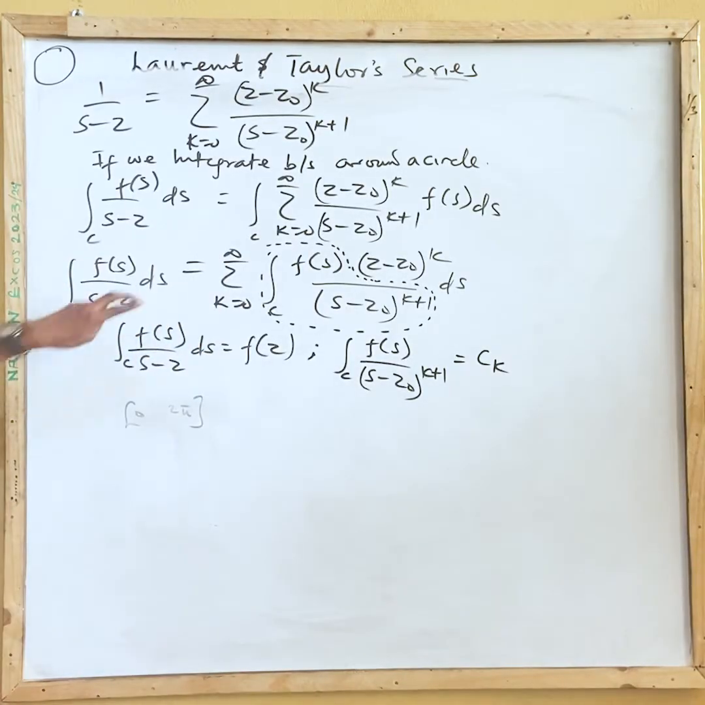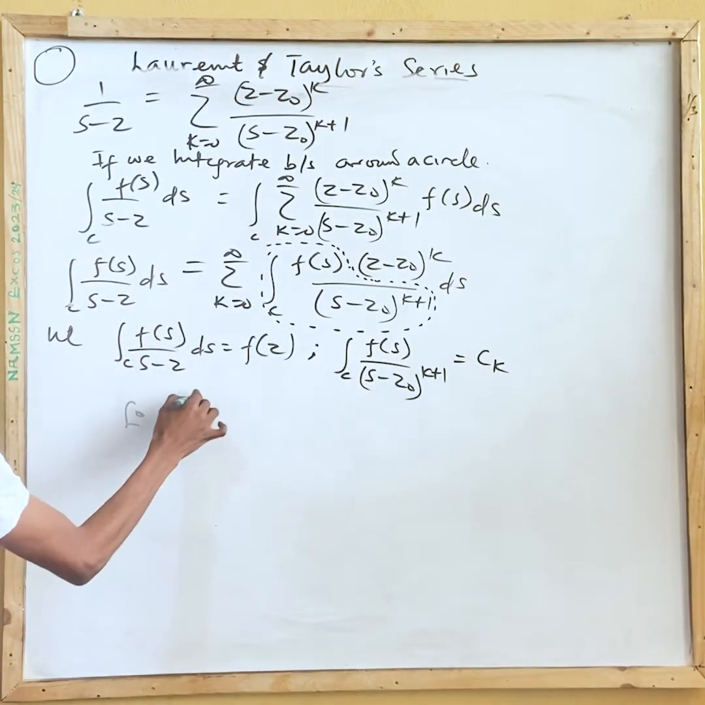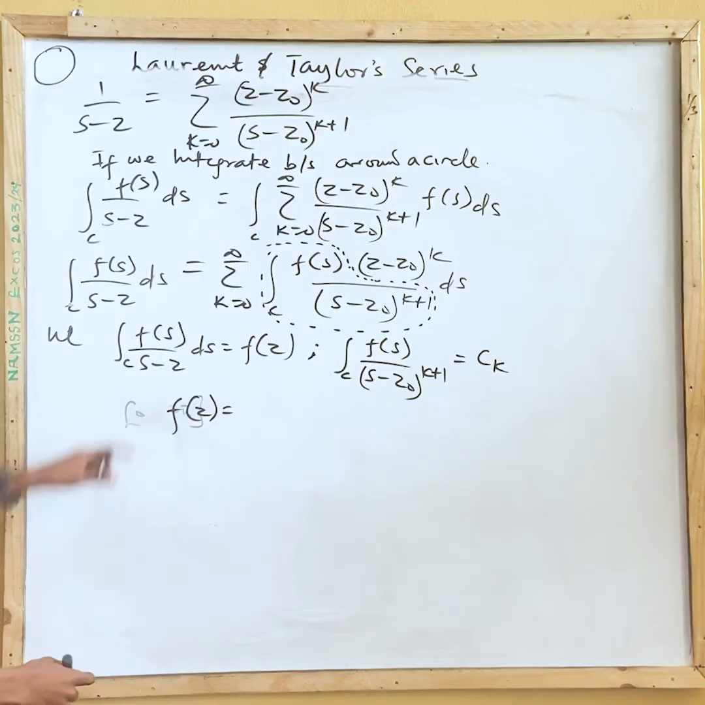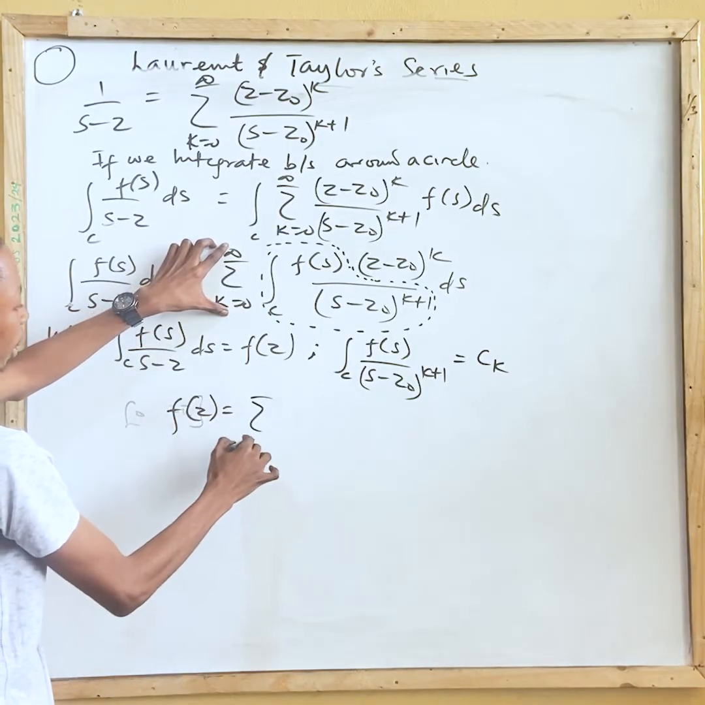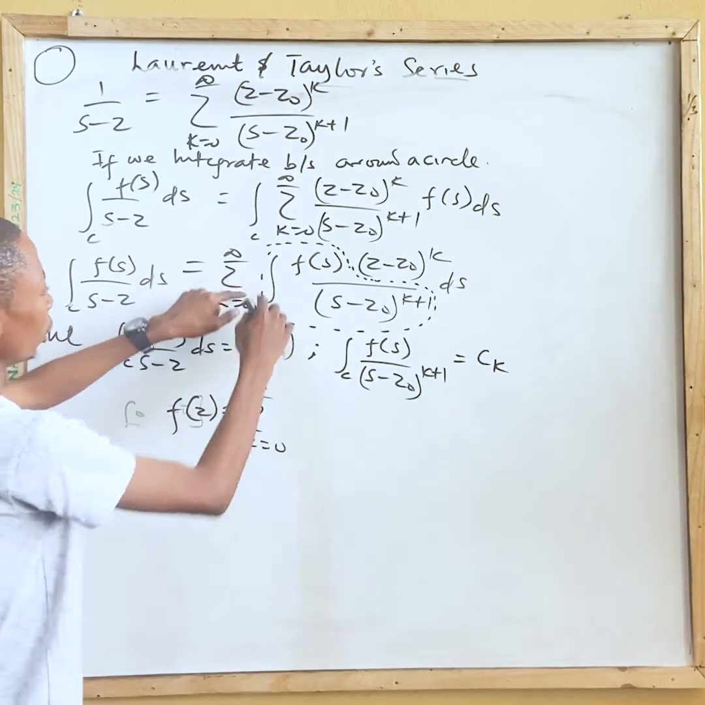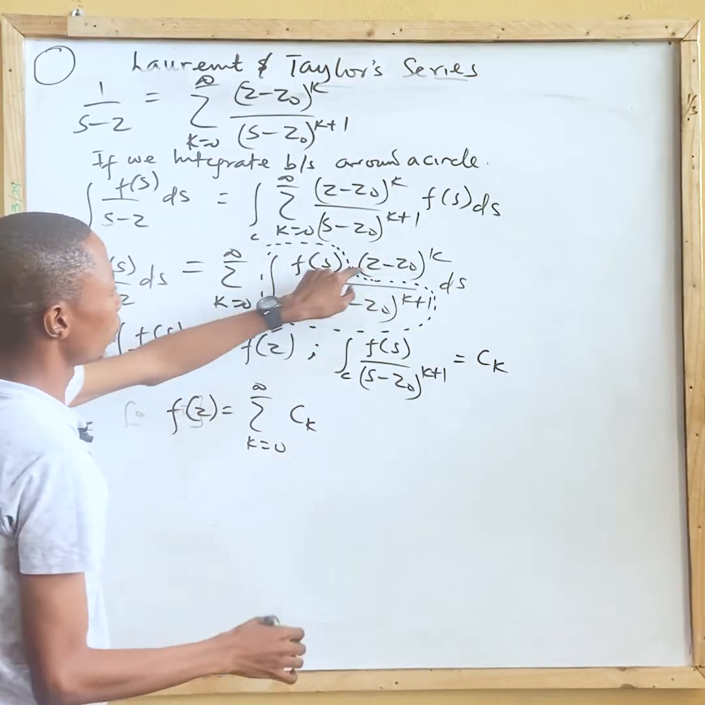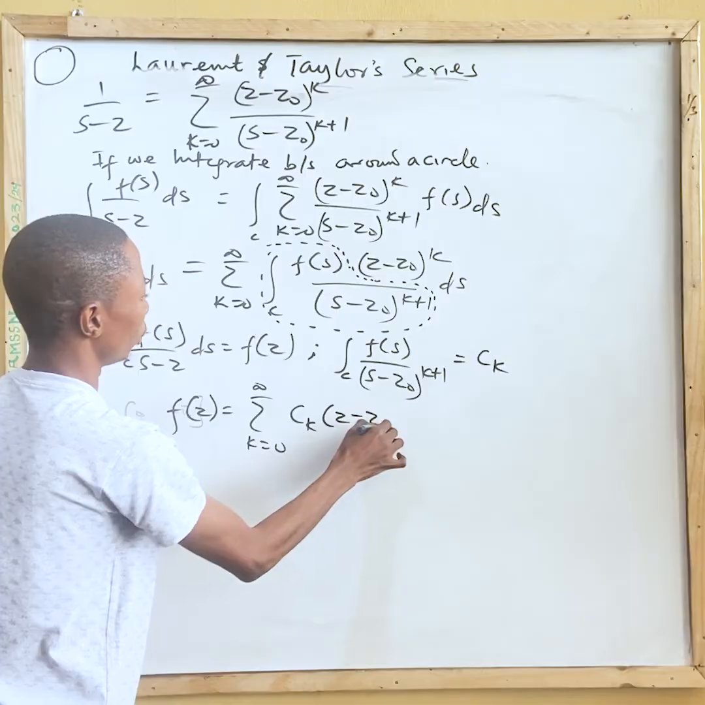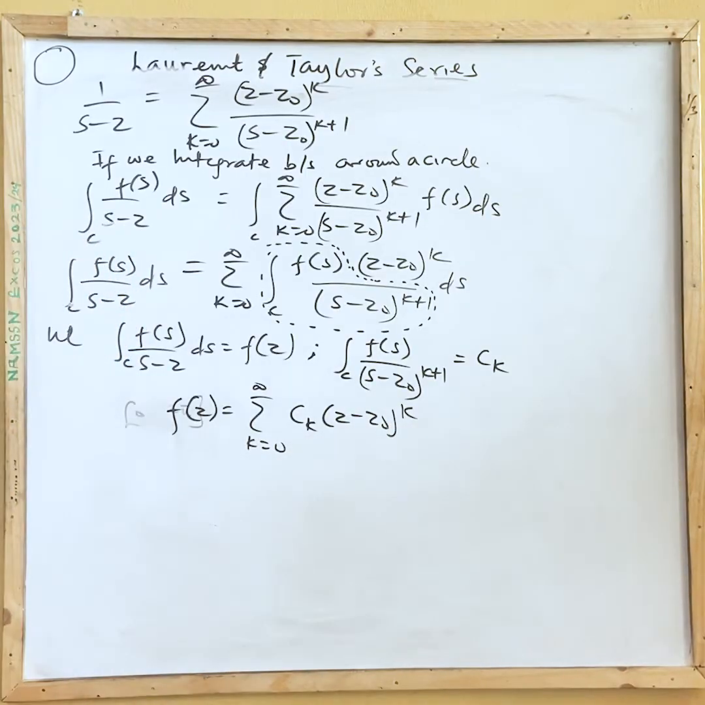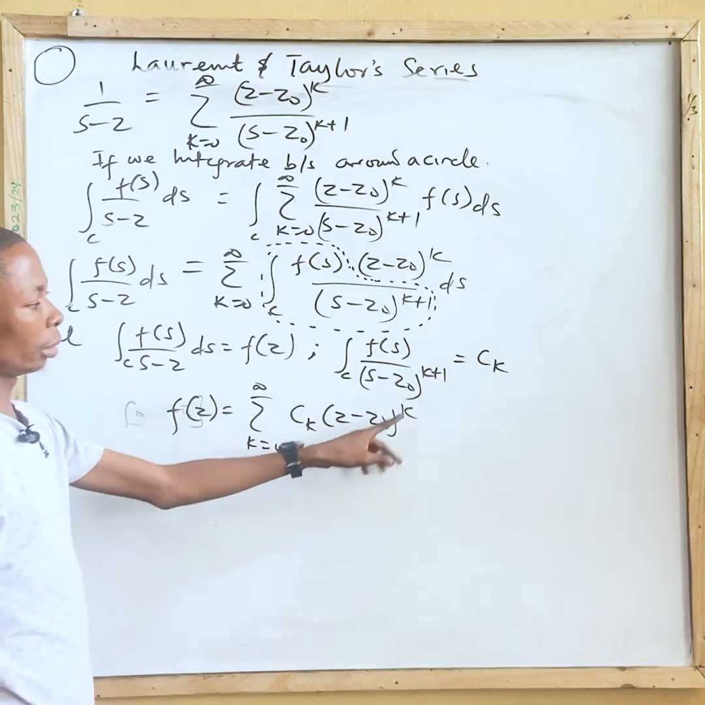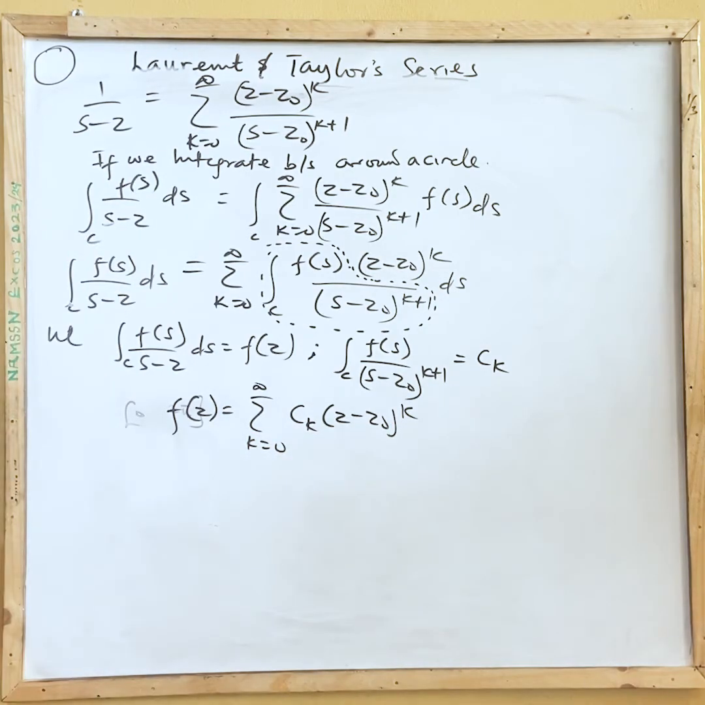What do we have now? Everything here now, we tag it as f of z. So f of z equals what? This summation will still be there. Summation k starts from 0 to infinity of this integral, everything here, we call it ck. And what do we have left? z minus z naught all raised to power k. That's the Taylor series. So f of z equals the summation of ck times z minus z naught all raised to power k. So this is the first Taylor series.